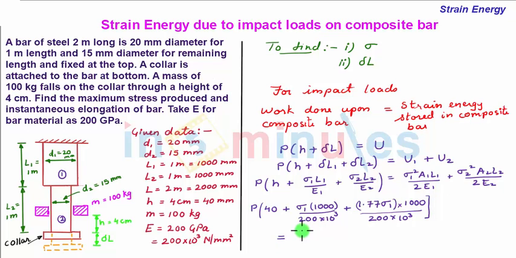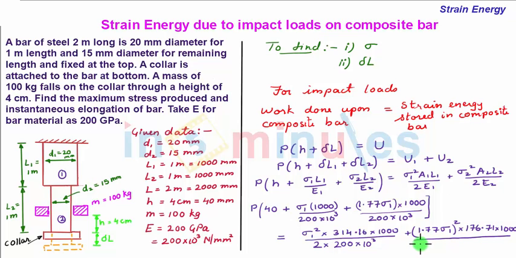Now this is equal to sigma 1 square into A1 L1, which is 314.16 into 1000, upon 2E, plus sigma 2 square. Sigma 2 is 1.77 times of sigma 1. So this is squared, multiplied by A2, 176.71 multiplied by 1000, the whole upon 2E. So upon substituting the value of P, which is 981 Newton, we have only one unknown here as sigma 1.